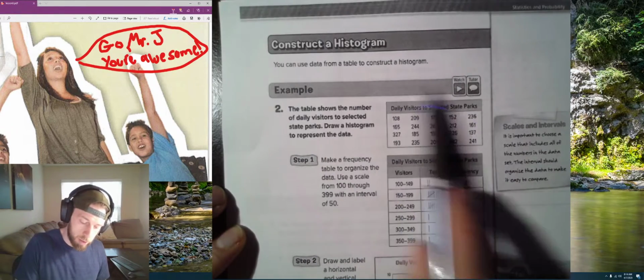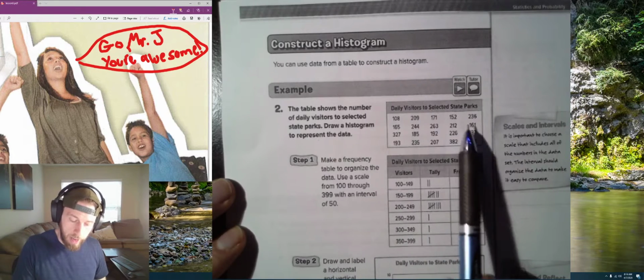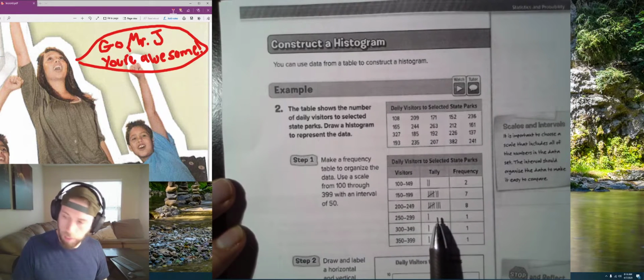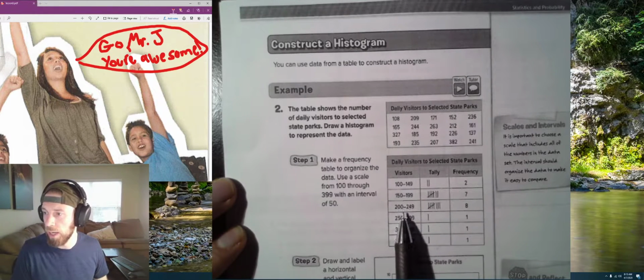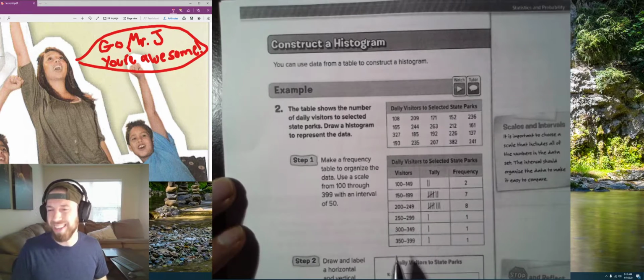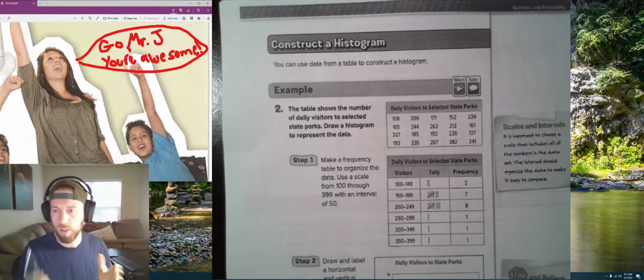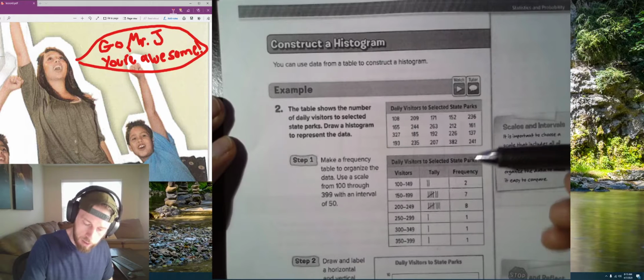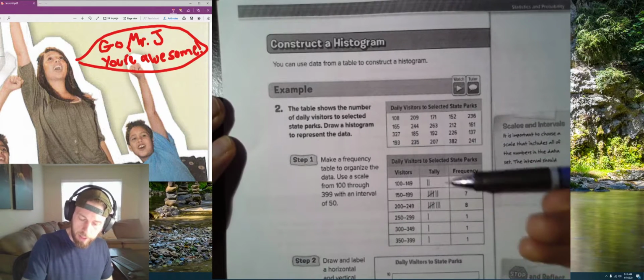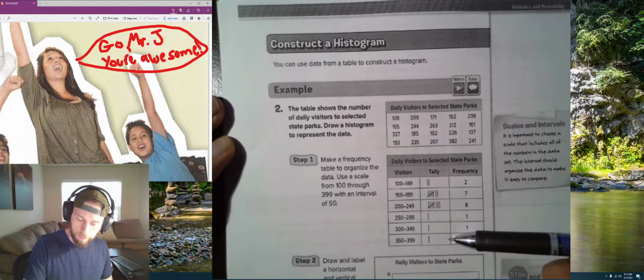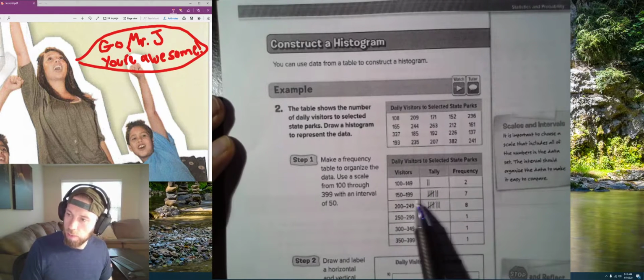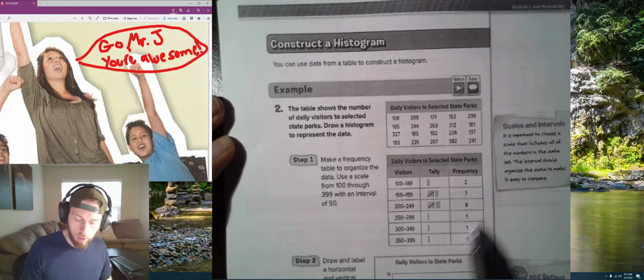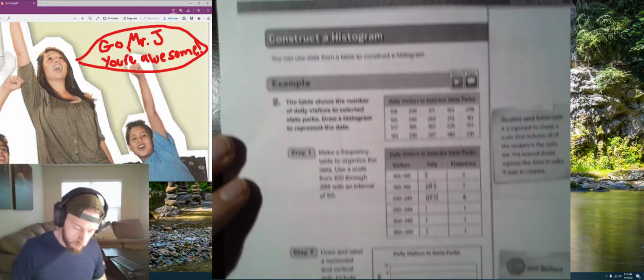Daily visitors in state parks, a bunch of different numbers here, right? So then they actually took all these numbers and put them in a frequency table. They did them in intervals of 50, right? 100 to 149, 150 to 199, 200 to 249. Technically, again, intervals of 49, but you know. And what they did was they split it up like that, and then put the tallies for each one of them up here, right? So there were only 2 between 100 and 149, 7 between 150 and 199, and so on and so forth. And they gave the frequencies.